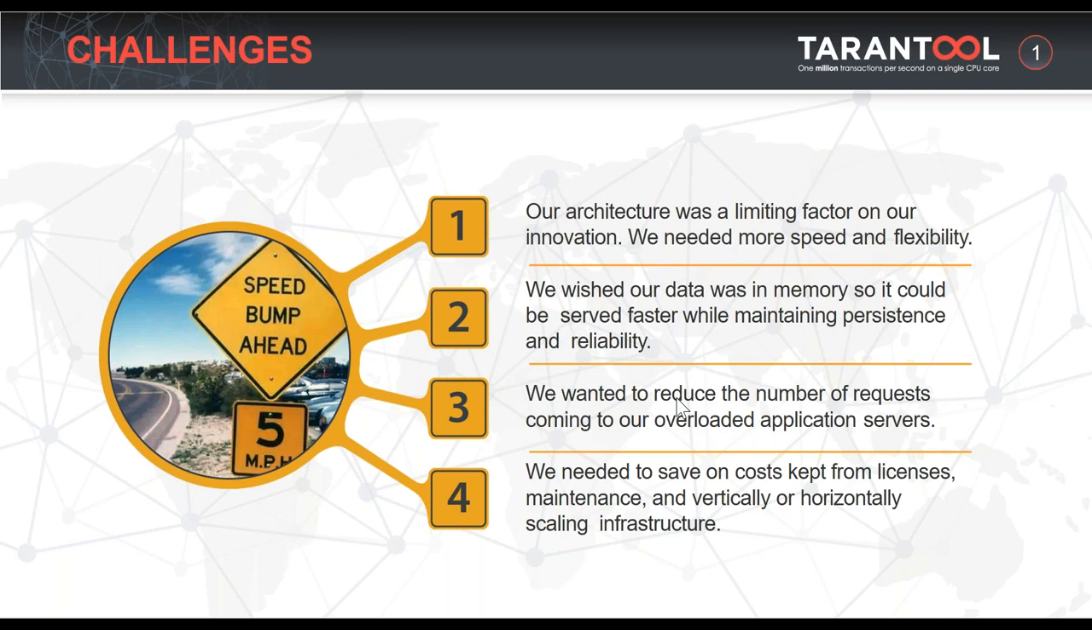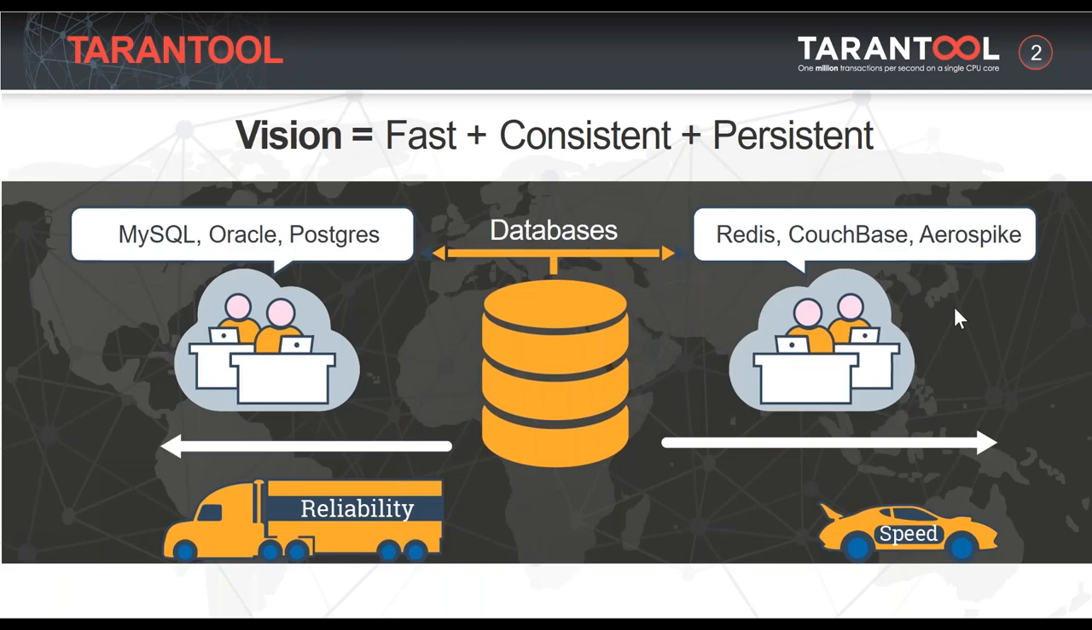So we realized that our architecture was a limiting factor on innovation. We wanted to be able to serve data faster. We wanted to be able to make more real-time decisions, to be able to look at data across these systems. And we wanted to be able to scale the number of requests and stop overloading our application servers. And so this is where we ran into a problem that you've probably seen.